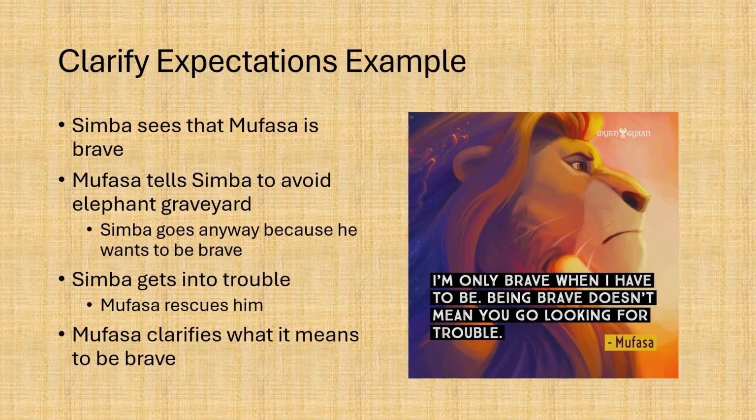So an example of this is I'm going to use The Lion King. In the beginning of the movie, Simba sees Mufasa as this brave, courageous lion, right? And Simba wants to be exactly like Mufasa. And we all know Mufasa tells Simba to avoid the elephant graveyard. Well, Simba goes anyway, partly because he's a kid and that's what they do, but partly because he wants to be brave, right? He wants to be just like Mufasa. He wants to be brave and courageous. So he goes to the elephant graveyard to attempt to scare off the hyenas.